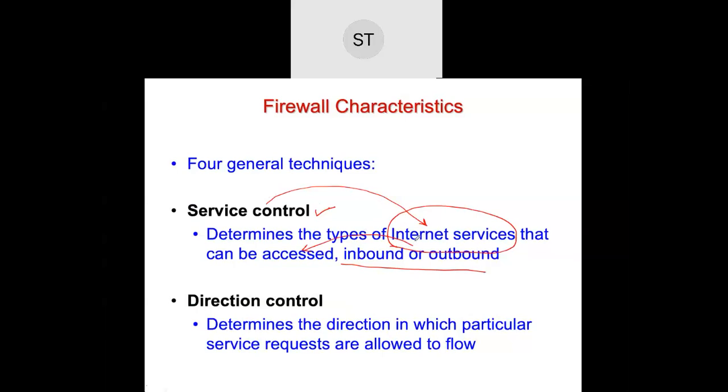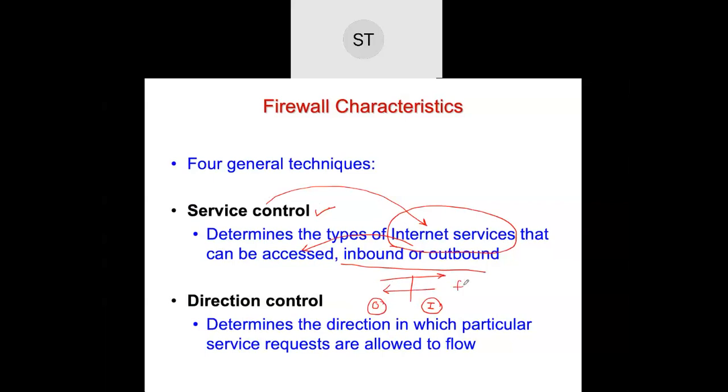Second is direction control. That is again very important: I need such a scenario that nobody from outside can immediately come into the system and download the file. FTP is the typical service for file transfer. So this is the in network, this is the out network, or you can say the intranet and the internet. So direction control is this.